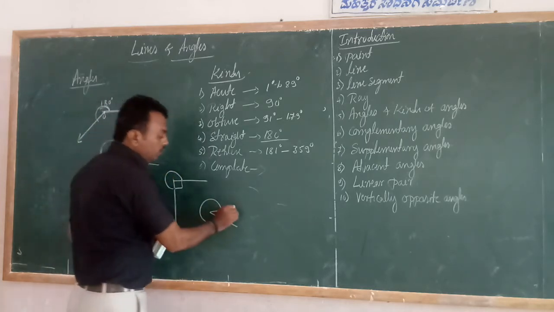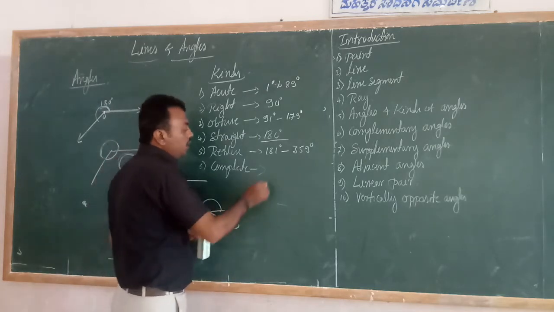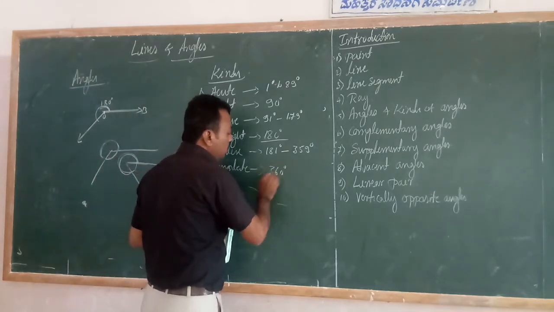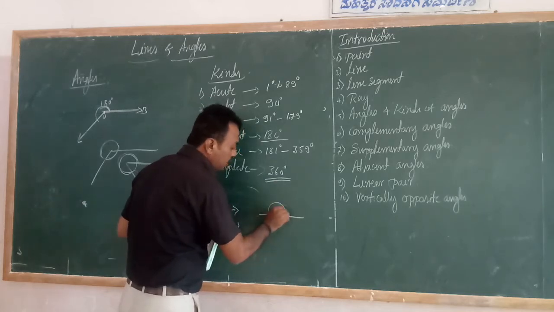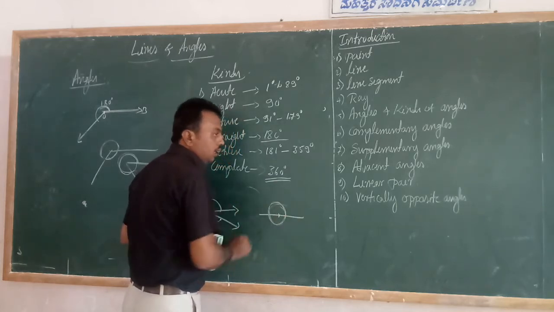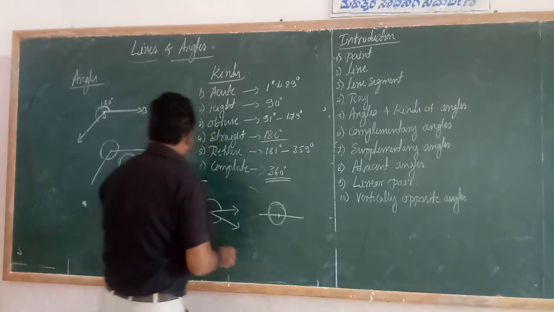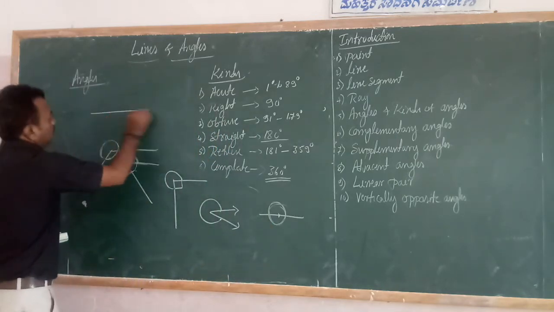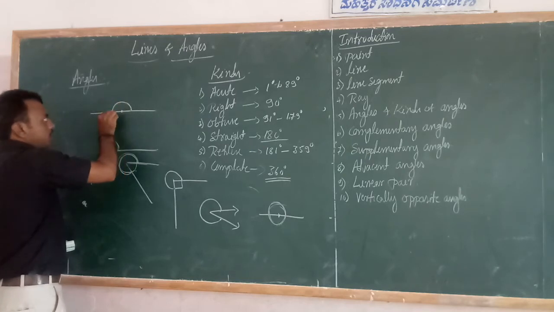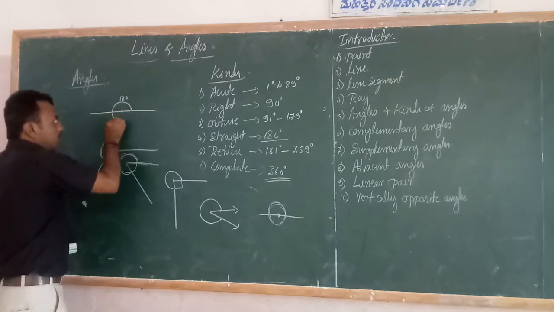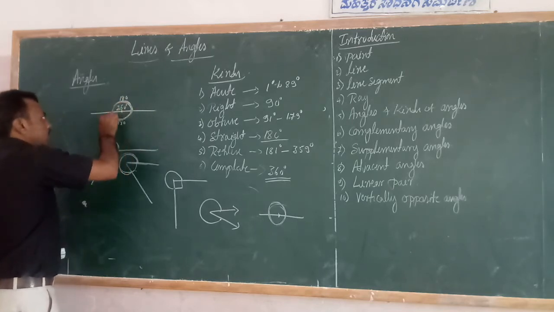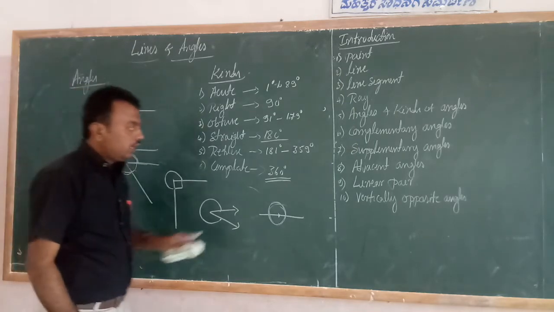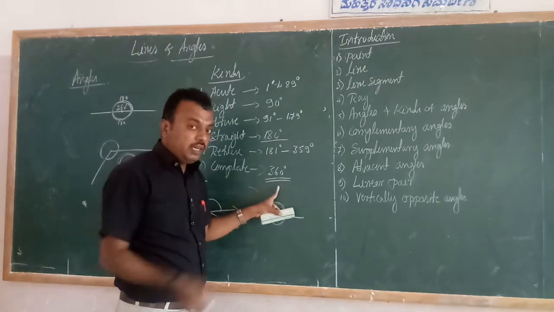Okay, so after reflex angles, complete angle means the angle measures what? 360 degree. So one complete circle. The complete circle is called a complete angle because, see, here to here how much degree? 180 degree. Correct. From here to here also 180 degree. So totally here to here how much degree? 360 degree. Total angle is equal to 360 degree. Therefore it is a complete angle.